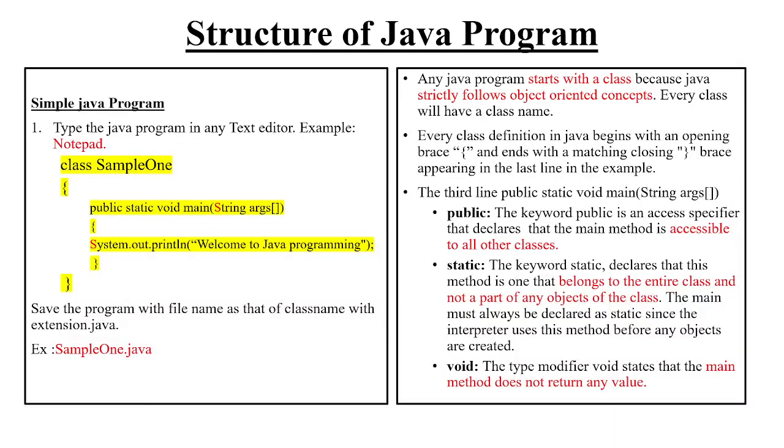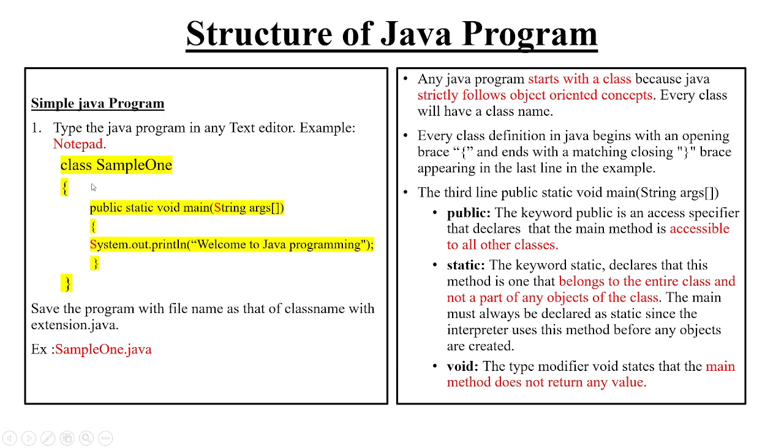Once the program is saved, the next thing we have to do is compile it and then execute it. Before going for the compilation and execution, let me explain about public static void main and the braces. Any Java program starts with a class. Why? Because, as we know, Java is an object-oriented programming language and strictly follows object-oriented concepts. So every class will have a class name, and the keyword is class.